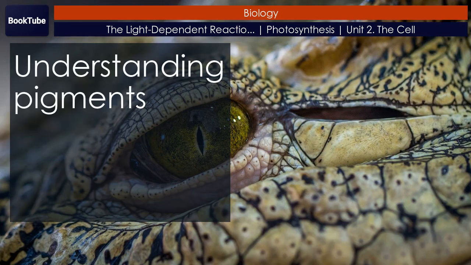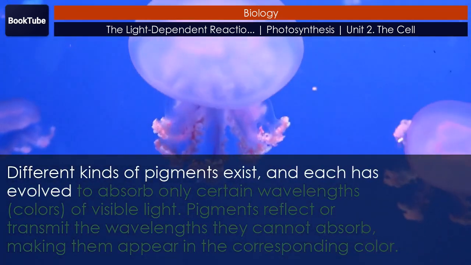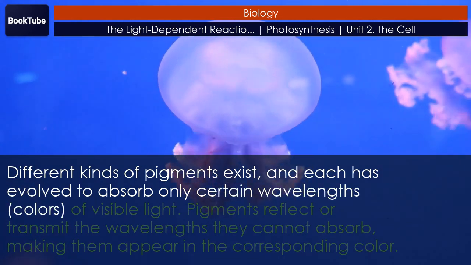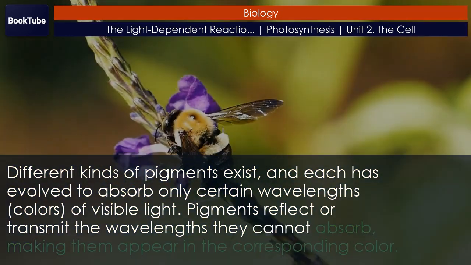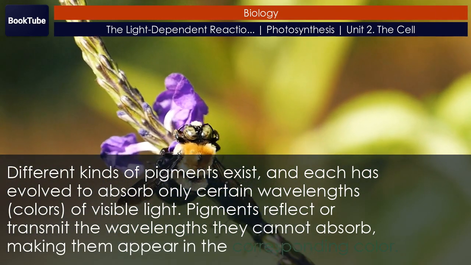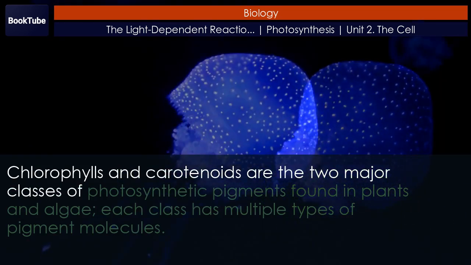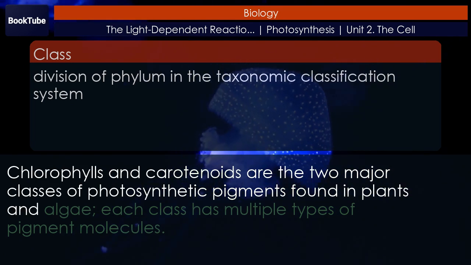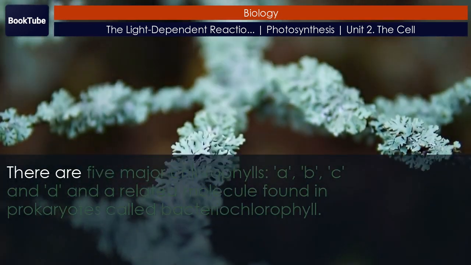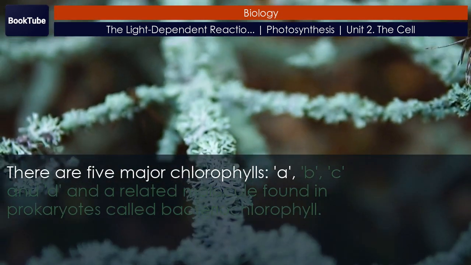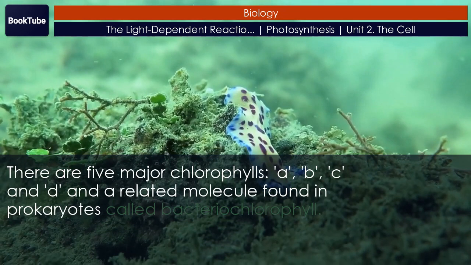Figure 4. Understanding pigments. Different kinds of pigments exist, and each has evolved to absorb only certain wavelengths, colors, of visible light. Pigments reflect or transmit the wavelengths they cannot absorb, making them appear in the corresponding color. Chlorophylls and carotenoids are the two major classes of photosynthetic pigments found in plants and algae. Each class has multiple types of pigment molecules. There are 5 major chlorophylls: A, B, C, and D, and a related molecule found in prokaryotes called bacteriochlorophyll.